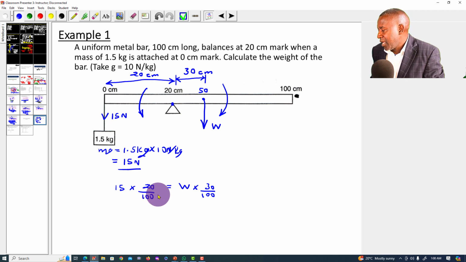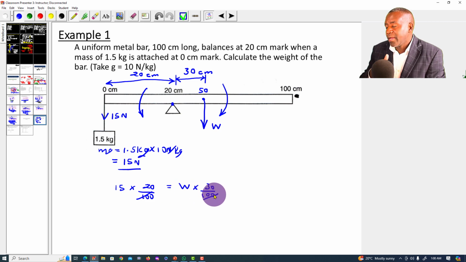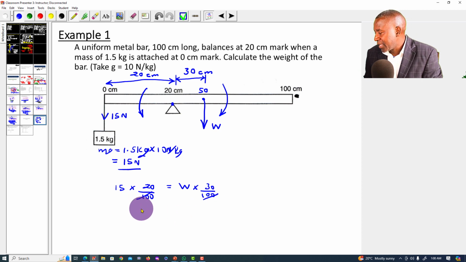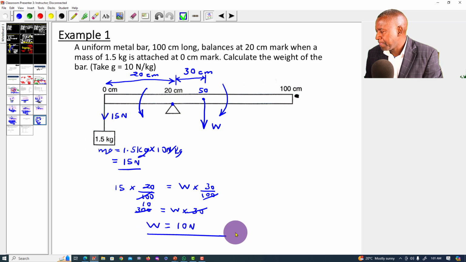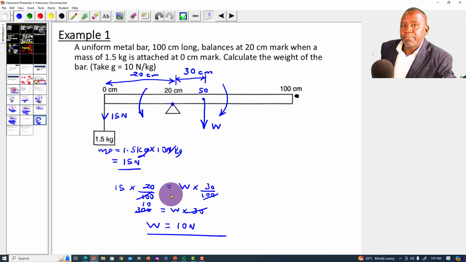This is what I'm saying. If you go ahead and multiply this side by 100 and this side by 100, you see we end up with the previous expression where the values were in centimeters. So that's why I'm saying it's really not necessary. So the left hand side is going to give me 300, while this one is going to give me W times 30, and I can see that if I cancel out, divide by 30, the weight of the object will be 10 newtons. Just as simple as that.